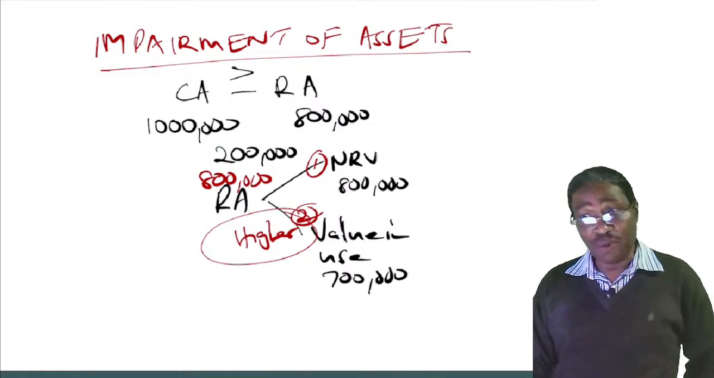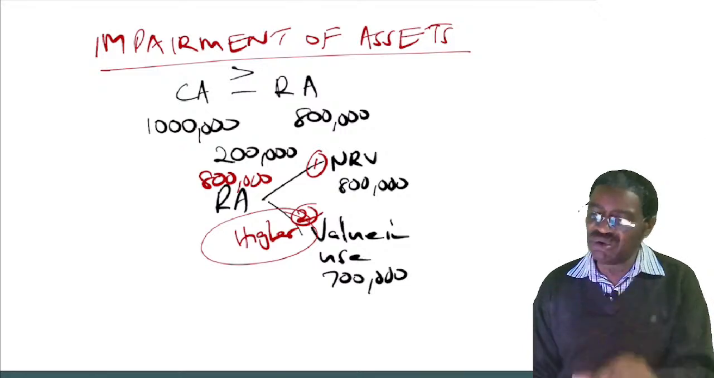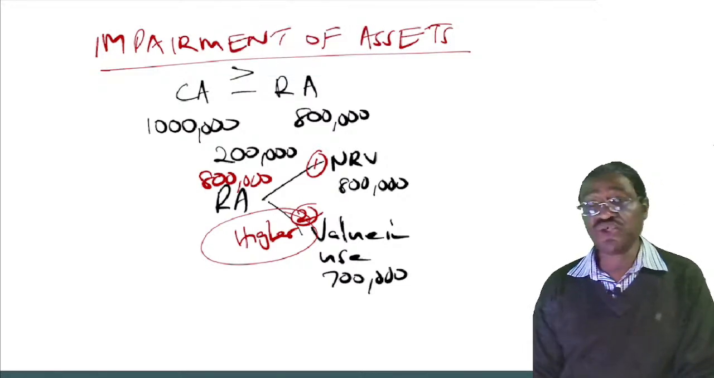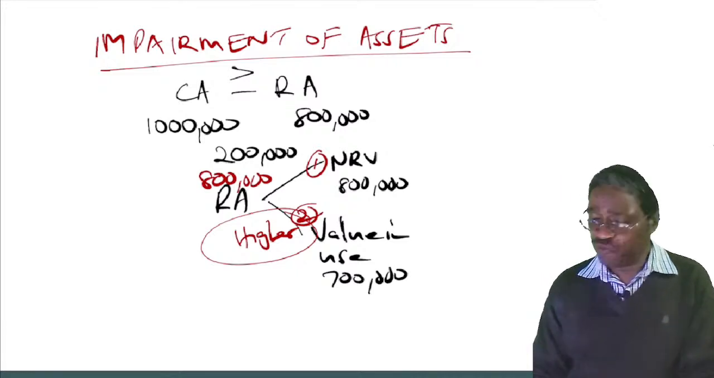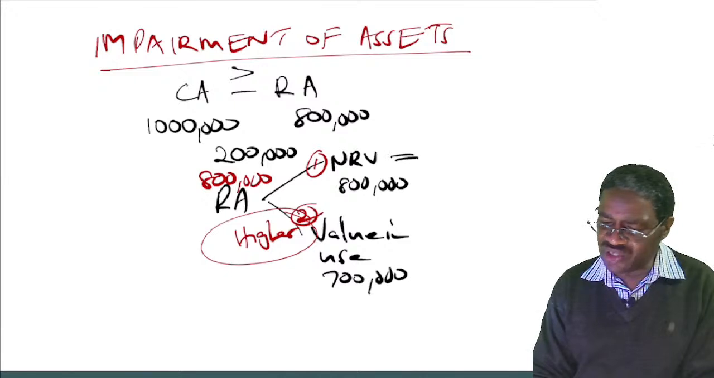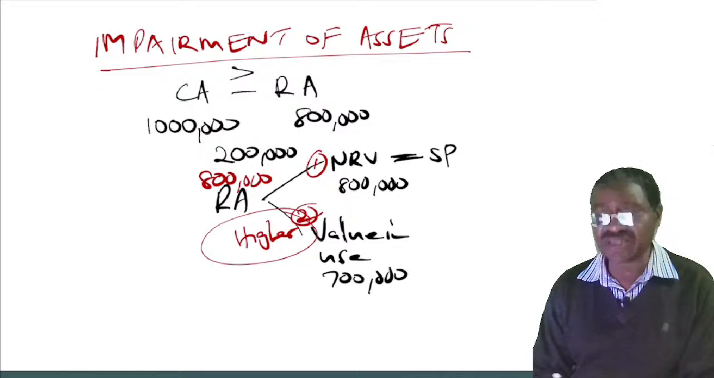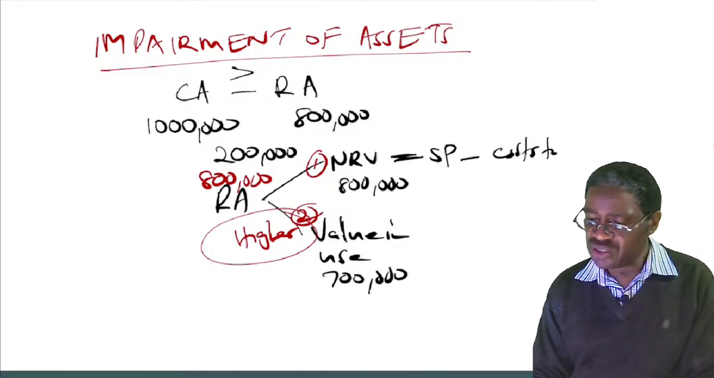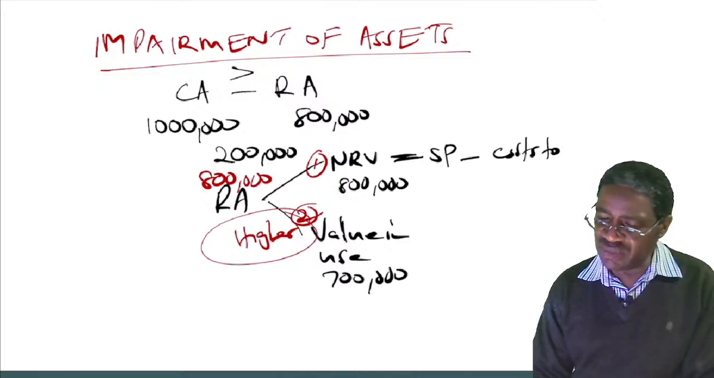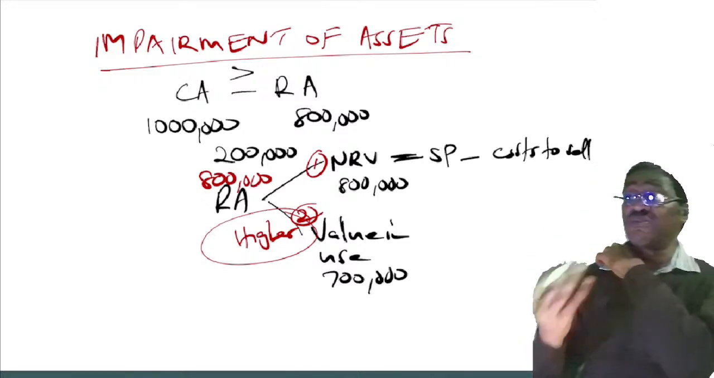Okay? The other question is this: how do you determine the net realizable value of an asset? I hope you remember that to get the net realizable value of an asset, you take the selling price of that asset and you minus any costs to sell. Of course, the selling price is the same as the market value.